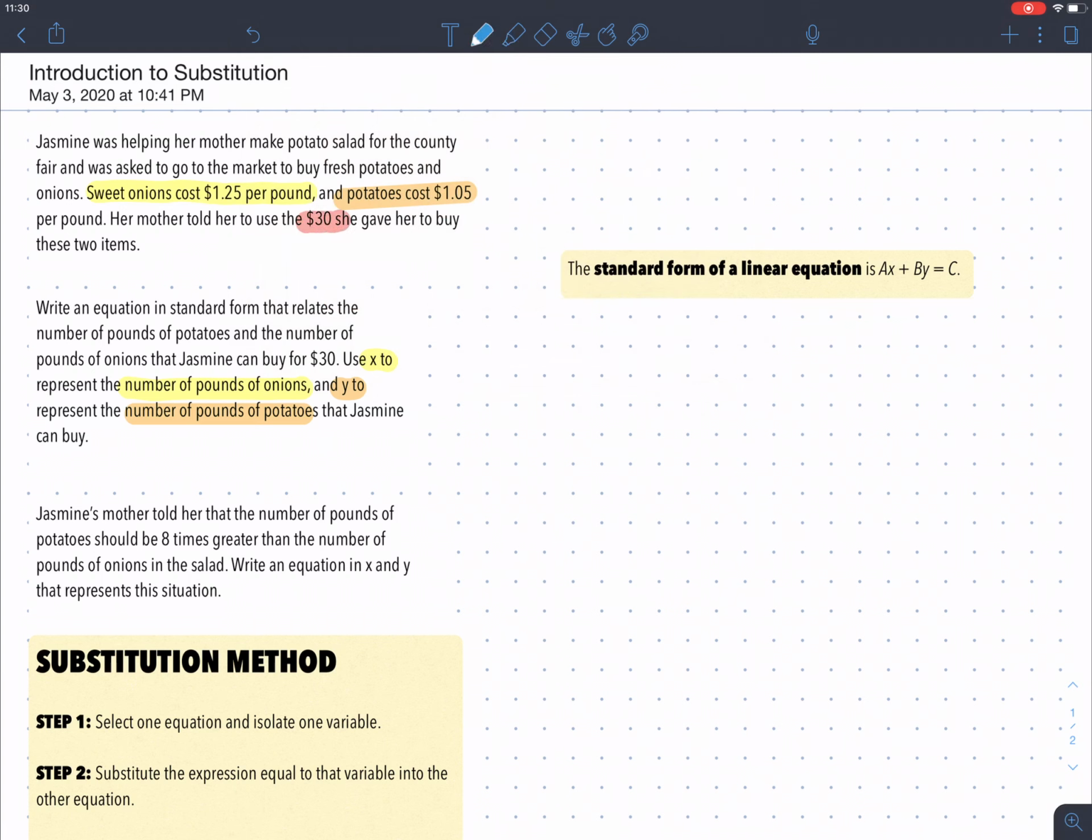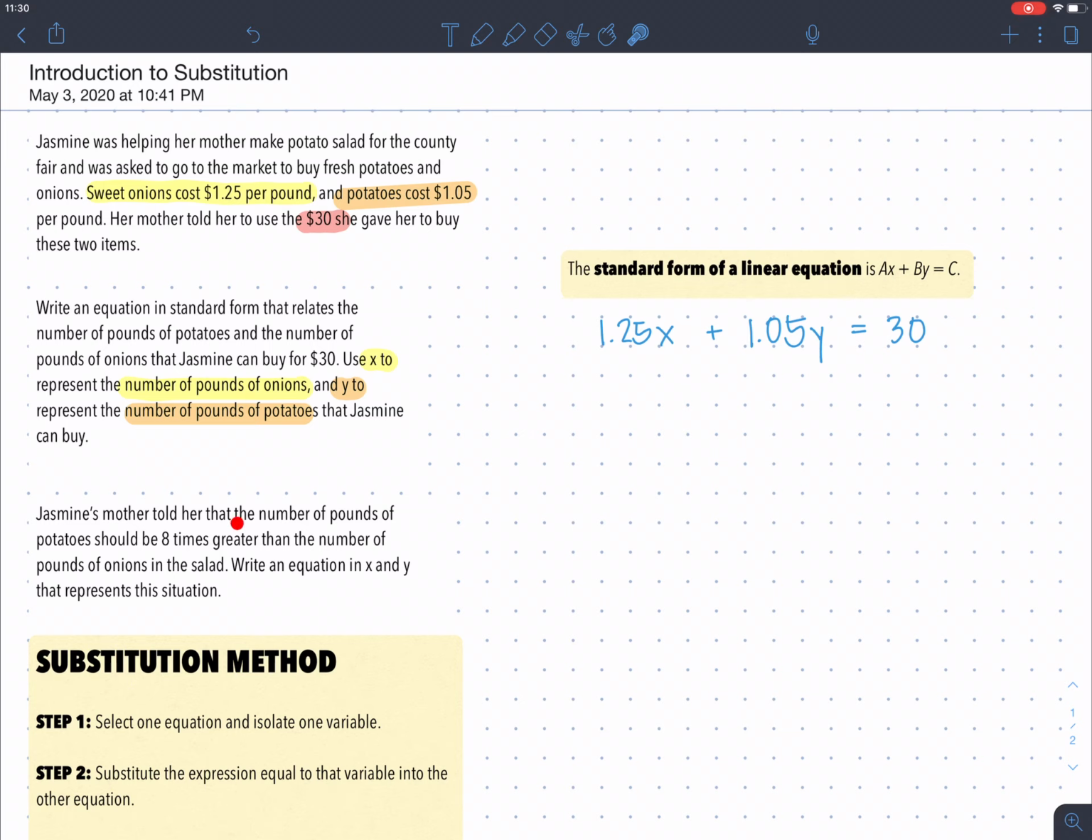Okay, so in case you forgot, the standard form is going to be AX plus BY equals C. And so X represents the pounds of onions, so we have $1.25X, so $1.25 times the number of pounds of onions, plus $1.05 times the number of pounds of potatoes. When I add those two amounts up, it's going to equal $30 because that's how much she has to spend. So this is our standard form for that line. So we'll go to the next one.